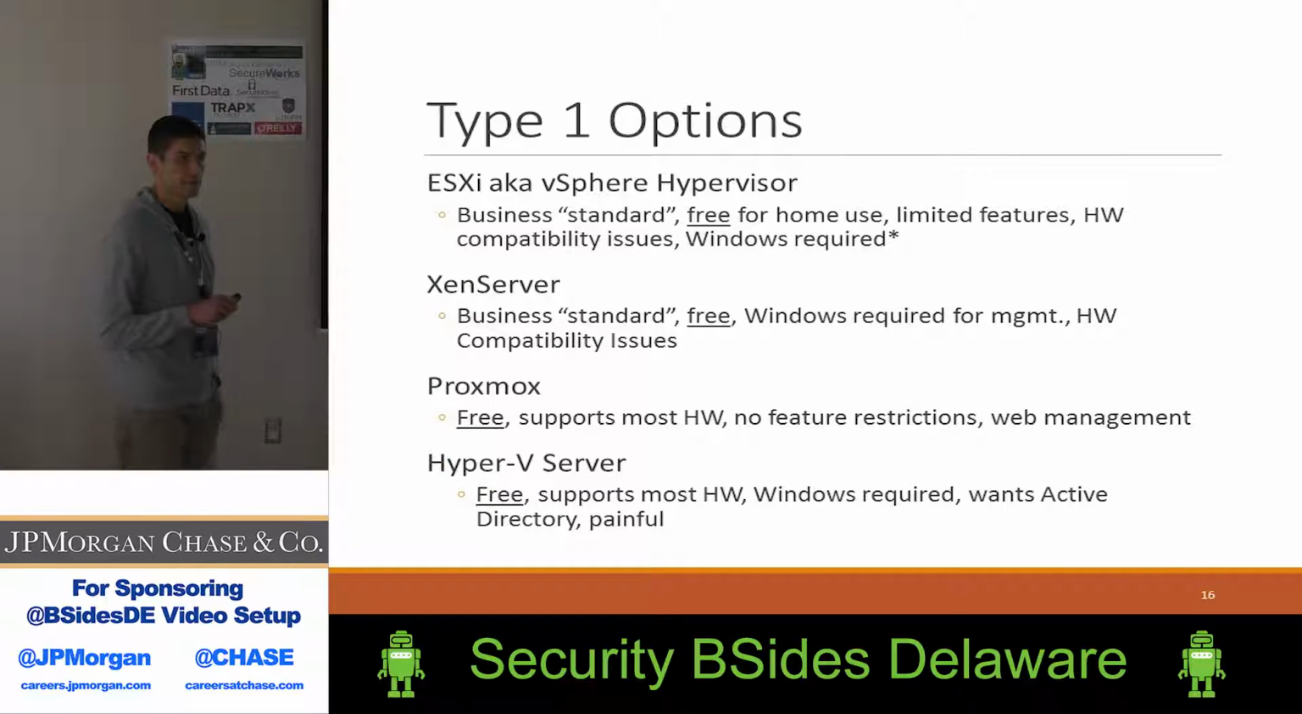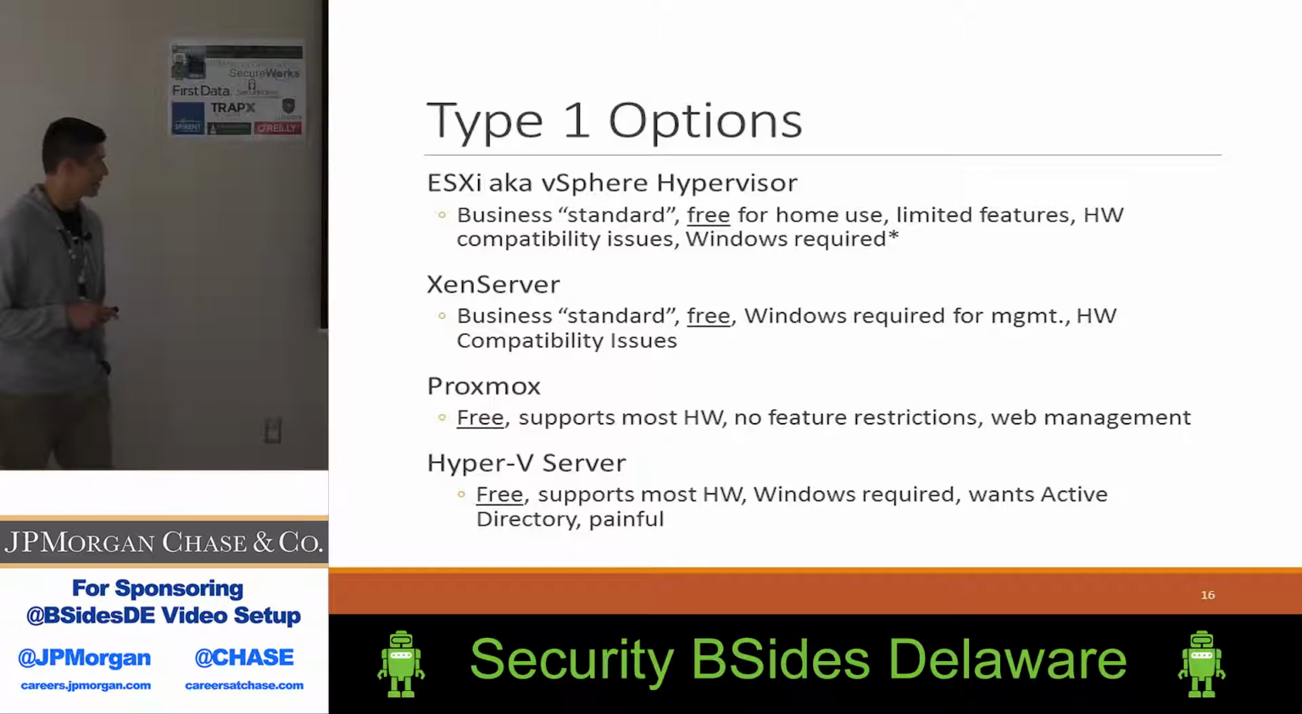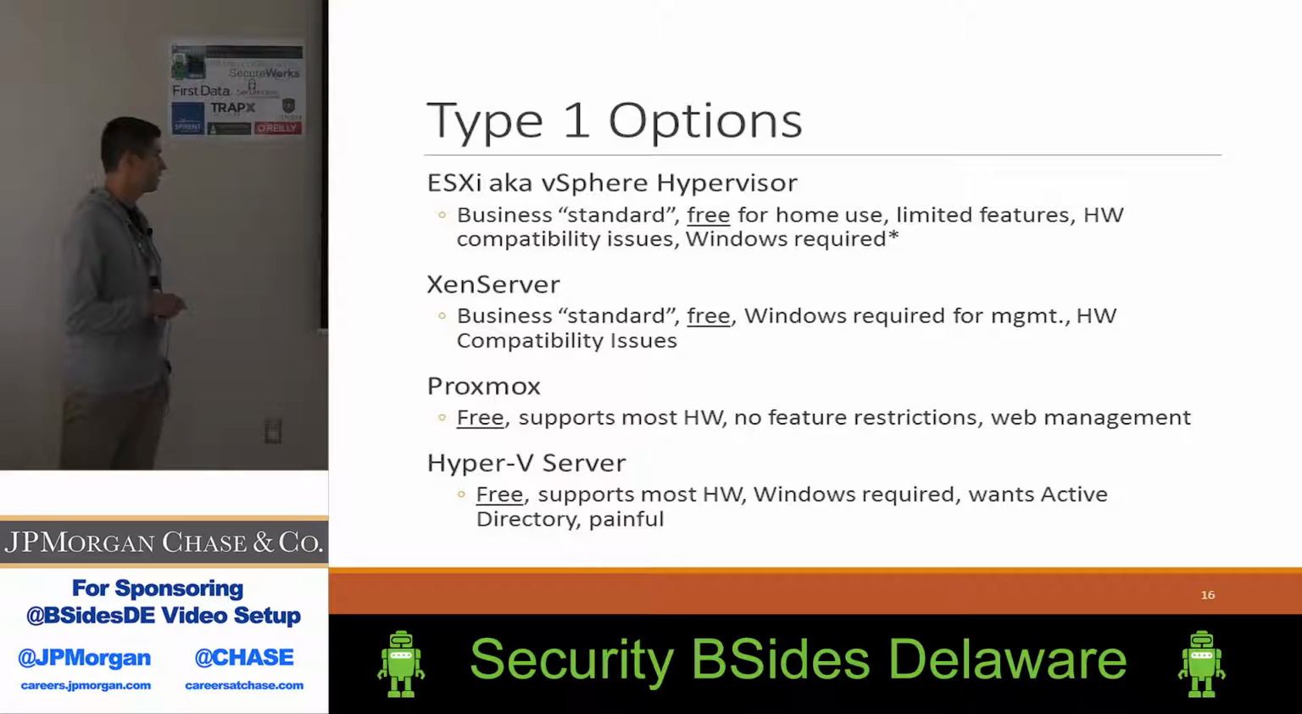For type 1, here's the stuff that we're here to talk about mainly. This is going to be ESXi, aka vSphere Hypervisor. I think they just kind of added that name on the last version. There's also Xen Server. This is free. Proxmox is a Debian-based Linux that is a type 1 hypervisor, and then Hyper-V Server from Microsoft.